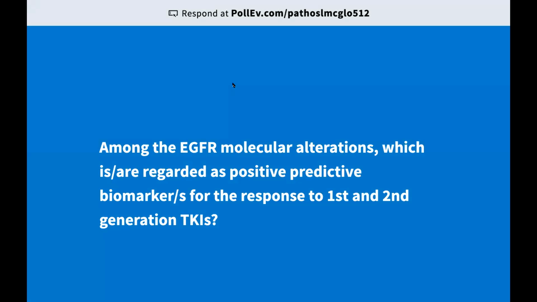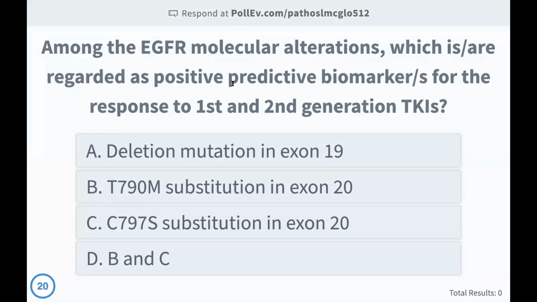So for question number 2, among the EGFR molecular alterations, which is or are regarded as positive predictive biomarker or biomarkers for the response to the first and second generation TKI? Is it A, deletion mutation in exon 19? Letter B, T790M substitution in exon 20? Letter C, C797S substitution in exon 20? Or letter D, B and C?